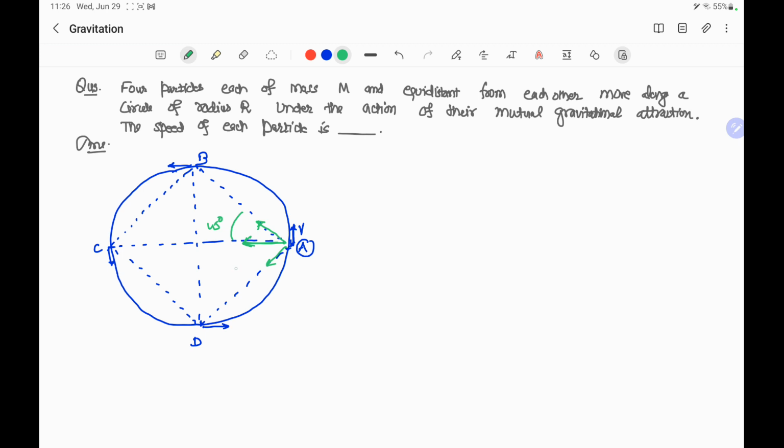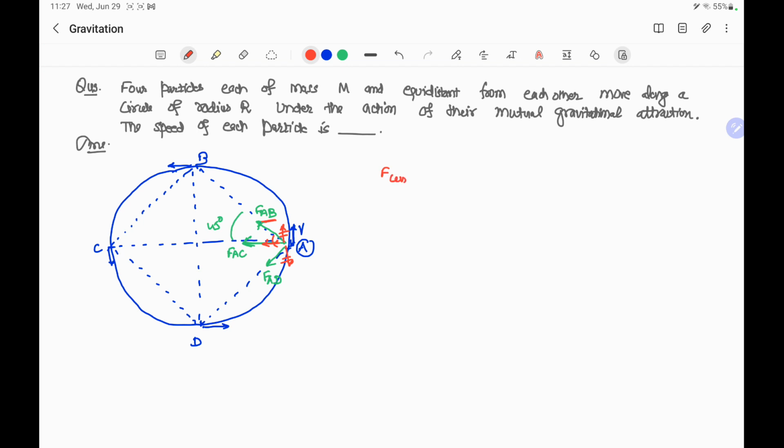So this is the force on A because of particle C. It is the force on A because of particle B, and the third force is the force on particle A because of the particle D. So we can write that this force FAB has two components. We resolve it: one is vertical and one is horizontal, and the angle between them is 45 degrees. Similarly, FAD can be resolved in two perpendicular components, and these two perpendicular components are equal and opposite, so they get cancelled.